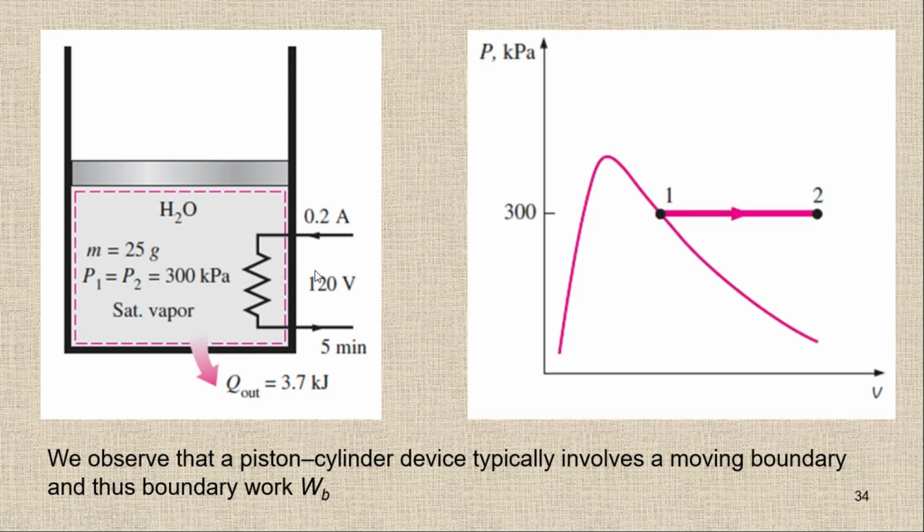If I draw a PV diagram on it, it will be like this. I have state number 1, which is like this. We have a constant pressure process, so it moves like this. You can see from here to here, at 300 kilopascal.